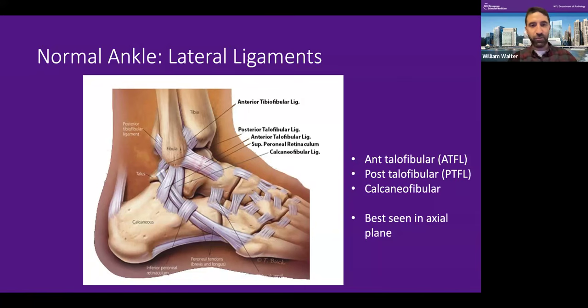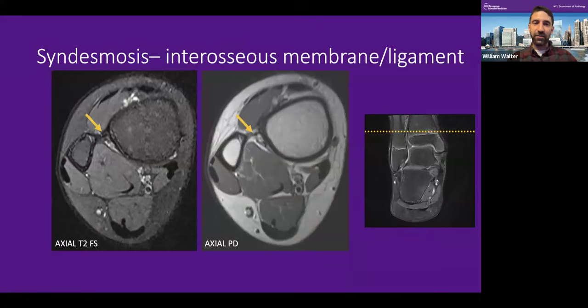These again are also seen best in the axial plane. They're at just slightly oblique axial orientations here, but they're best seen in the axial MRI series. So here we're looking at two axial images, the T2 fat suppressed and proton density images, and I won't get into MRI physics tonight, I promise.